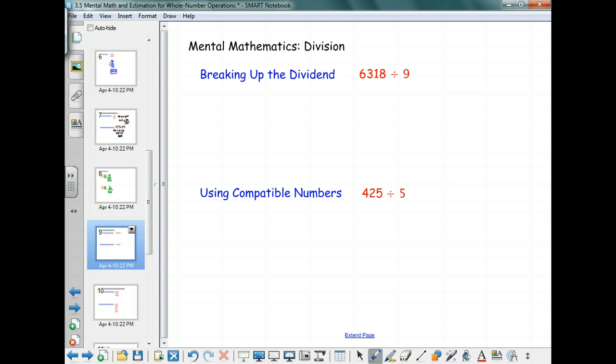Okay, division. Division has compatible numbers, but we're going to do the breaking up the dividend first. All right, so breaking up the dividend, this idea has to do with taking a look at the numbers.